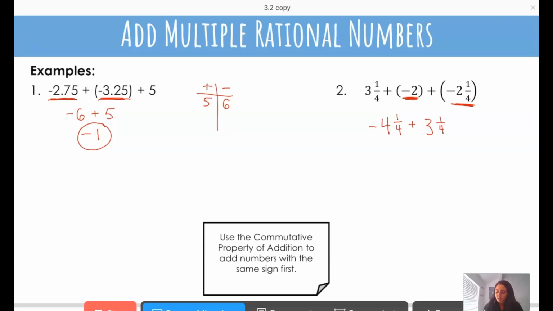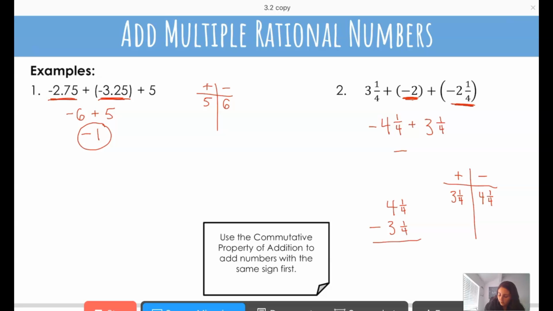So now we have negative 4 1/4 plus 3 1/4. Our signs are different, so we've got our positives and our negatives. 3 1/4 positives and 4 1/4 negatives. So who's winning? Our negatives, and by how much? So 4 1/4 minus 3 1/4. You can write that out if you need to.